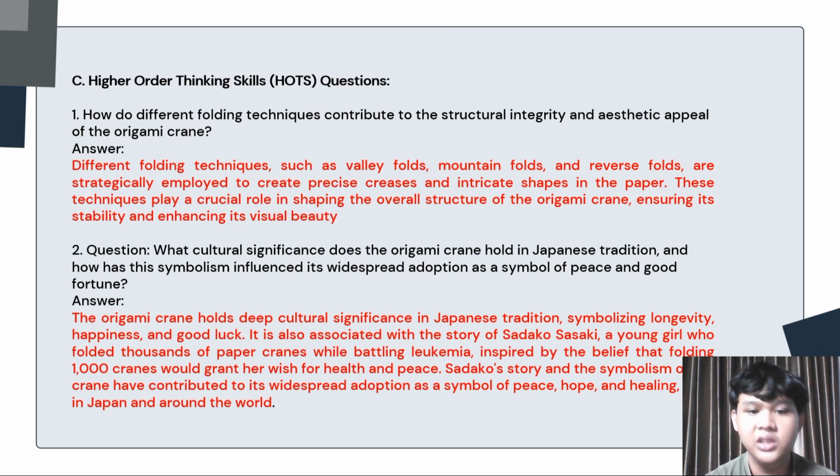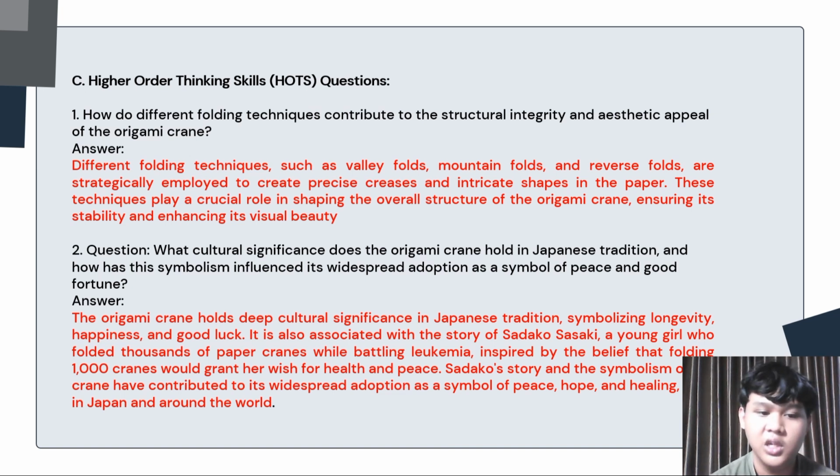These techniques play a crucial role in shaping the overall structure of the origami crane, ensuring its stability and enhancing its visual beauty. Number 2, what cultural significance does the origami crane hold in Japanese tradition, and how has this symbolism influenced its widespread adoption as a symbol of peace and good fortune?